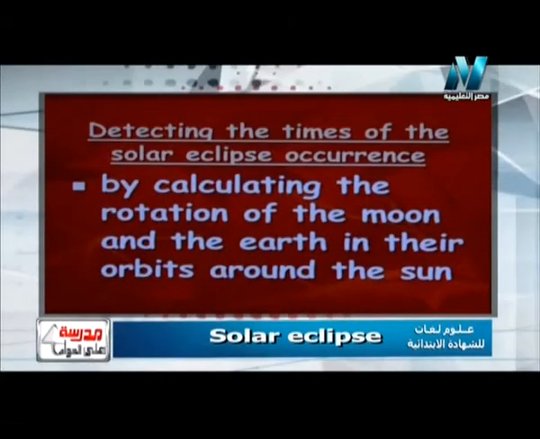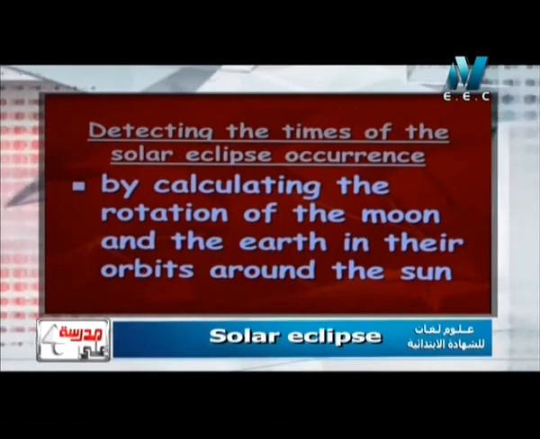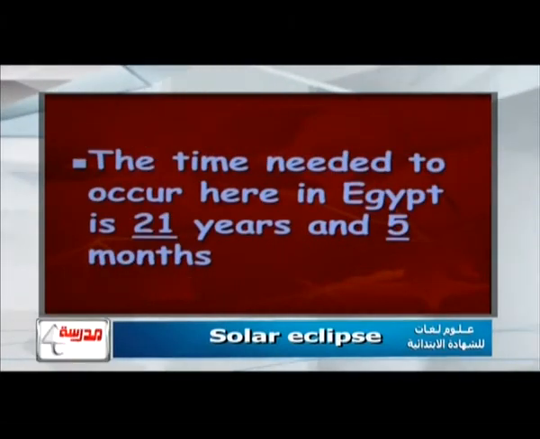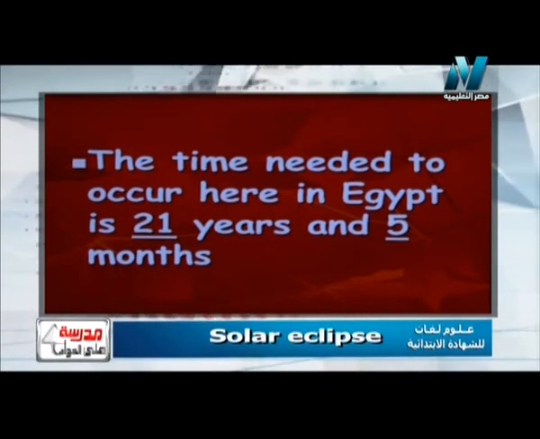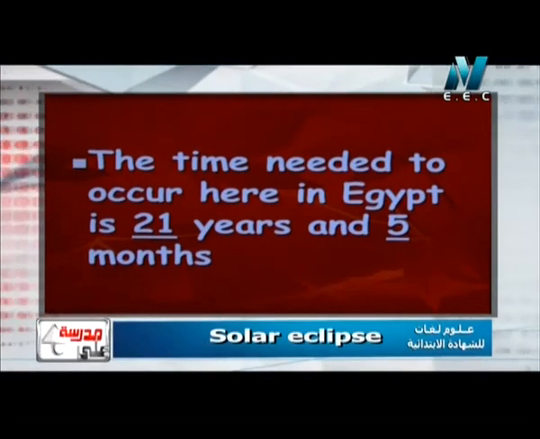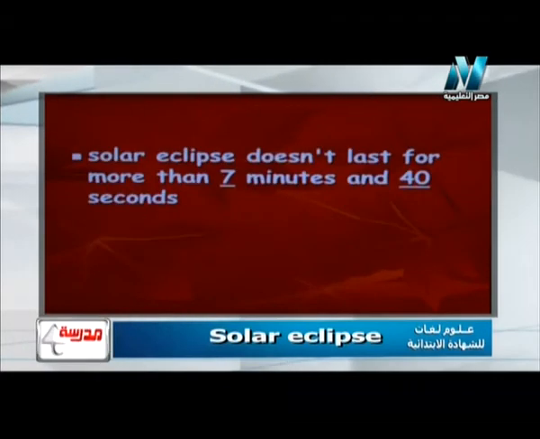By calculating the rotation of the moon and the earth in their orbits around the sun, the time needed for a solar eclipse to occur here in Egypt is 21 years and 5 months. A solar eclipse occurs in Egypt approximately every 21 years and 5 months.